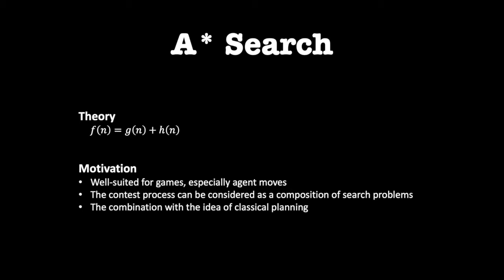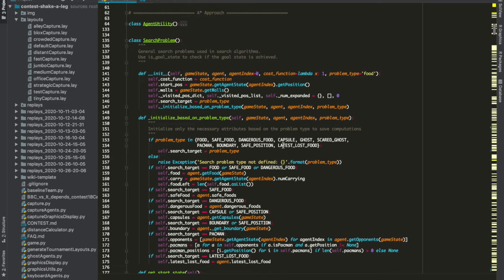A-star search is commonly used to compute the moves of NPCs in many games, so it's well suited to this project. The sub-goals when chasing the win can be classified as search problems, like search for food, search for Pac-Man, and search for a safe place, etc. So A-star naturally became a choice. Okay, let's now take a look at the implementation of A-star.